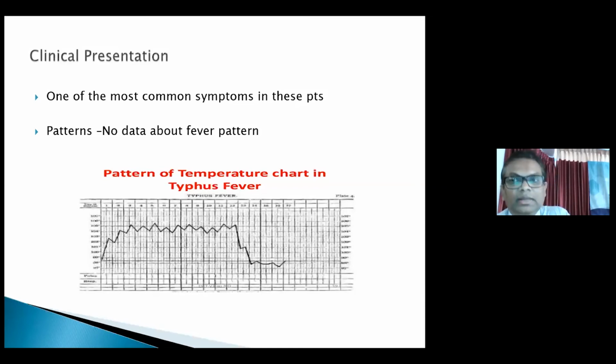It's called remittent fever, where the fluctuation is within 1 Celsius, but it does not touch the baseline. This is seen in most of the cases of the typhus group, right? Even in my experience, I have seen very few cases of typhus, but they have a remittent type of fever, where the fever does not come to the baseline.